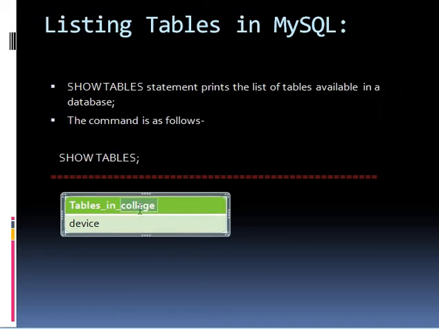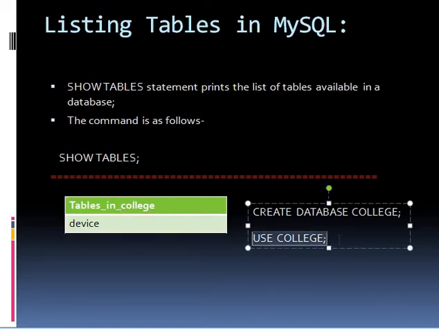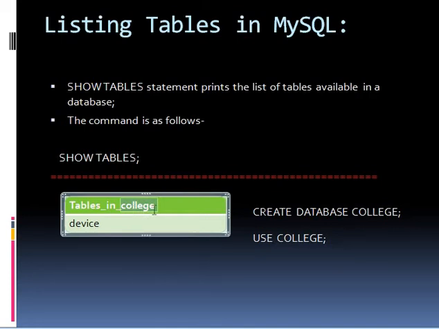Now in the class I had already shown you how to create a database identified by the name college. The command to create this database is exactly like this: create database college followed by semicolon. Once you have created this database, you have to make it your active or current database. For that, you use this command: use college followed by semicolon. Once this database has become your active database, you can add tables into it.